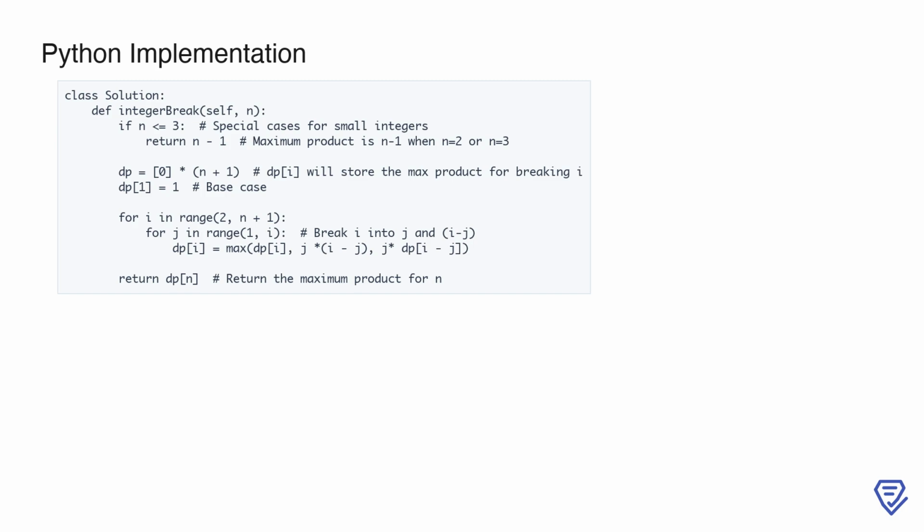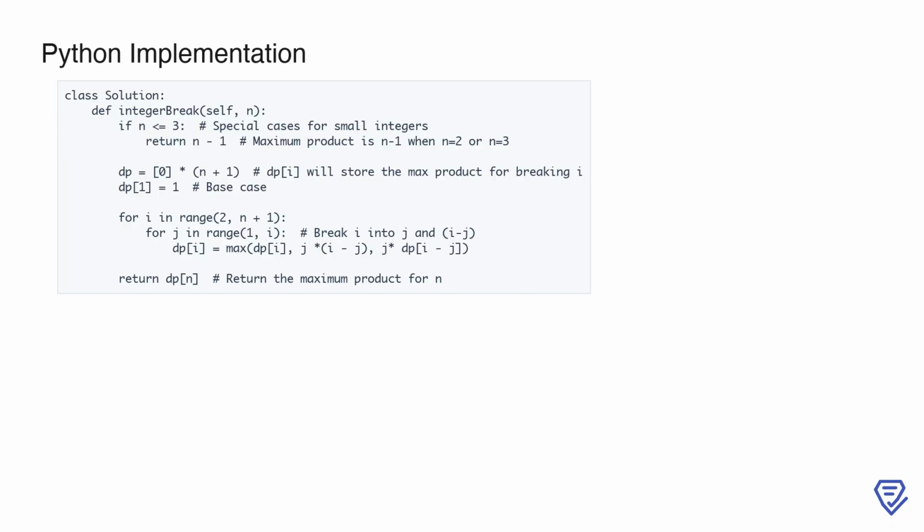2. We initialize a dynamic programming array, dp, of size n plus 1. Here, dp[i] represents the maximum product obtainable by breaking the number i. The array is filled with zeros initially, and we set dp[1] to 1 as the base case. 3. The outer loop iterates from 2 to n, representing the current number being broken. 4. The inner loop iterates from 1 to i-1, where j is the first part of the split.